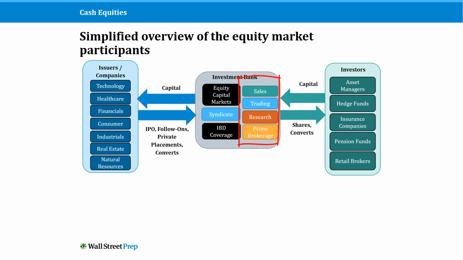On the right side of the investment bank bubble, we have sales, trading, research, and prime brokerage. They work with investors to buy and sell shares. These investors provide the initial capital that goes to the issuer. The investors don't stop with that initial trade. They'll be continuously buying and selling shares.